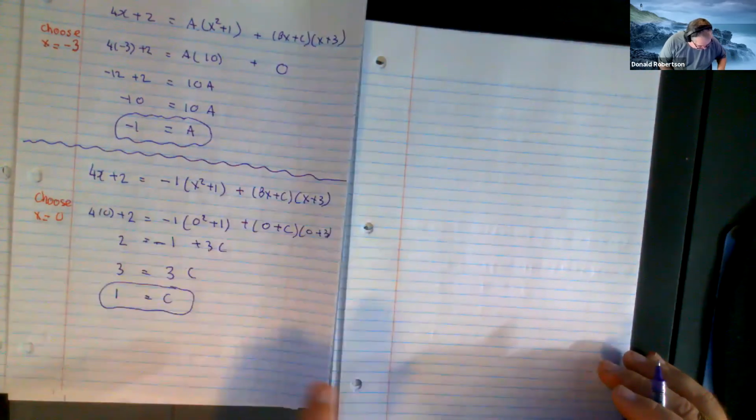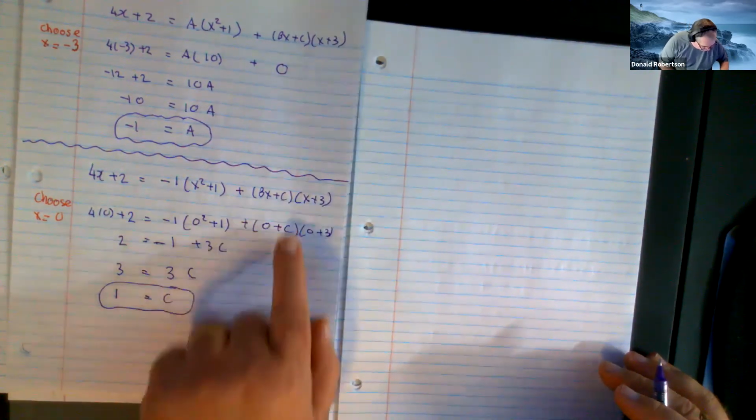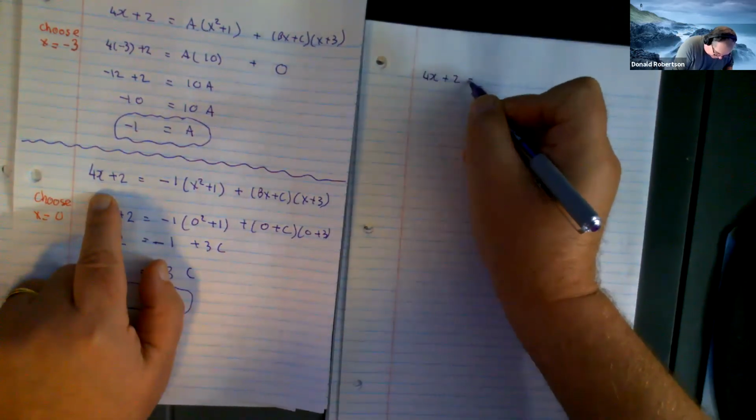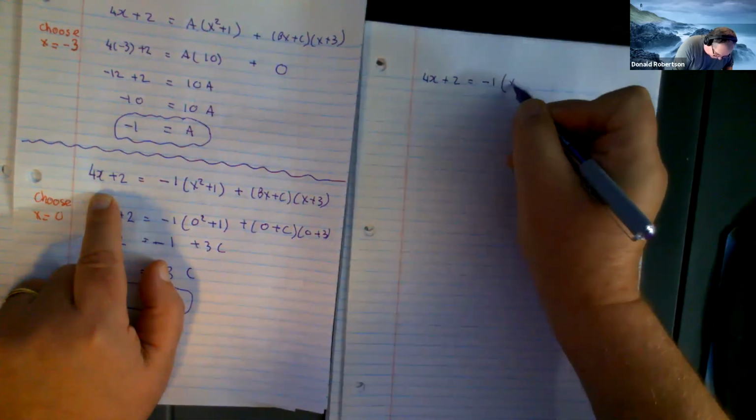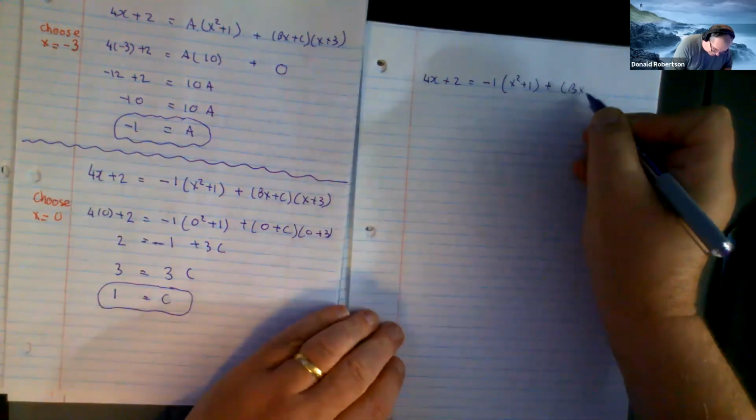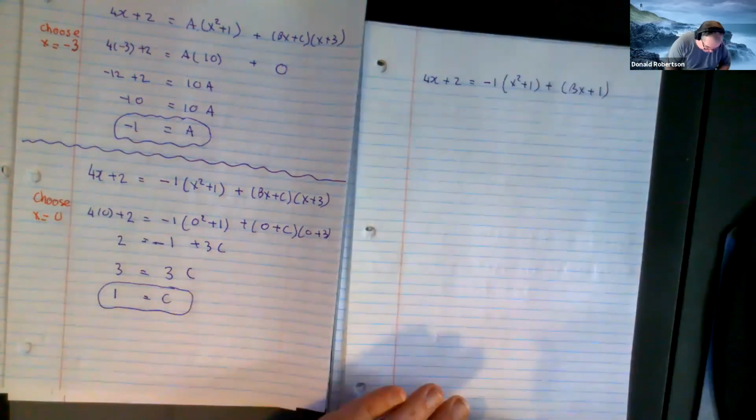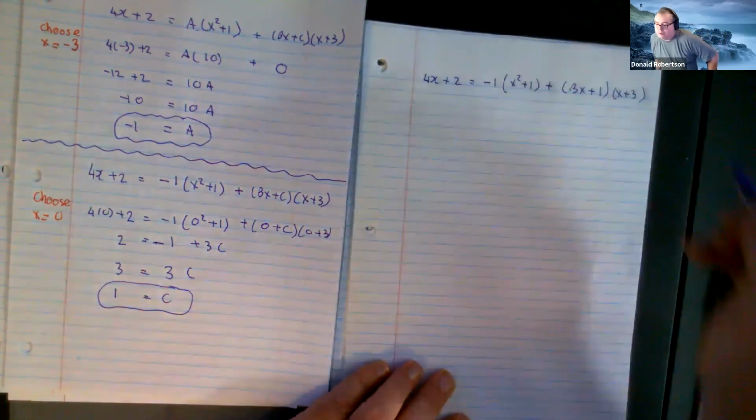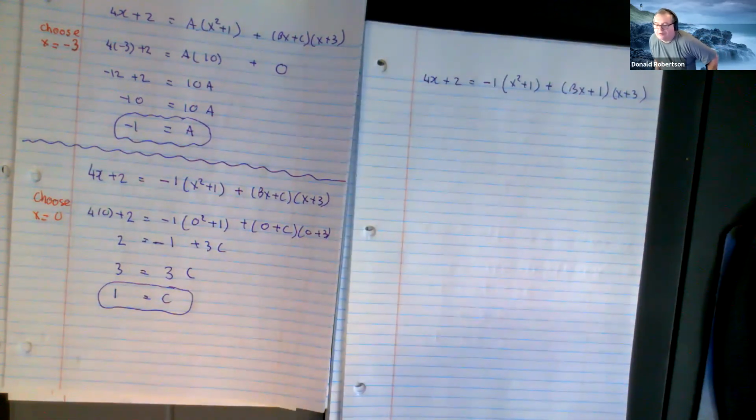And I now go back to that top expression and I replace the c with negative 1. So now we have 4x add 2 equals negative 1 x squared plus 1 plus bx add 1 instead of bx add c, x add 3. Do you see that every time we do it, don't we get simpler and simpler relationships? Now, in this last version, isn't there only one missing letter and it's b?